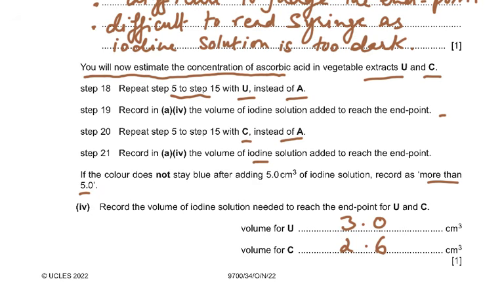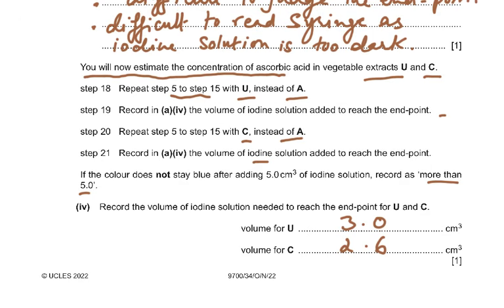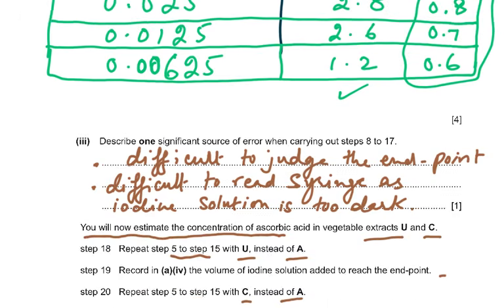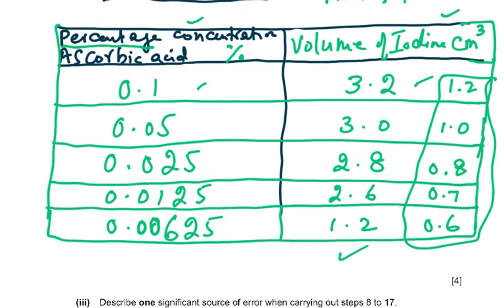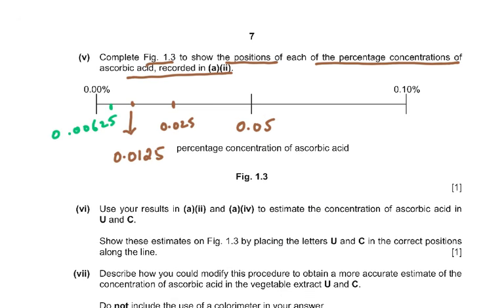Now we go on to the next part. It says complete figure 1.3 to show the positions of each of the percentage concentrations of ascorbic acid recorded in A2. Now, which one was A2? Here, this is A2. Now, you said use your results. So I've recorded it, the whole line was 0 to 0.1. So half of it here would be 0.05.